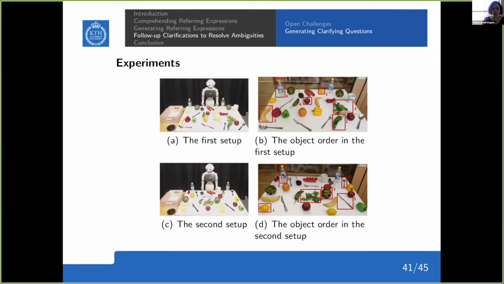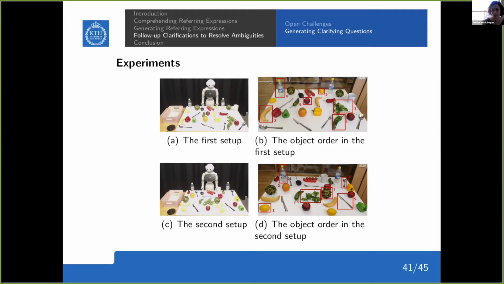So yeah, let's move on to experiments. To evaluate our method, we arranged two tabletop setups. This is the first setup, and this is the second setup. In the setup, people describe some objects to the robot, and the robot aimed to find the objects they describe.